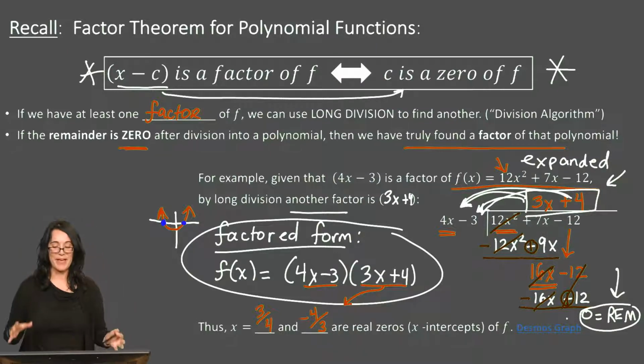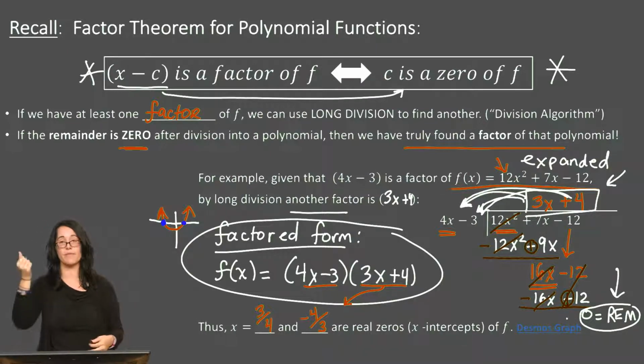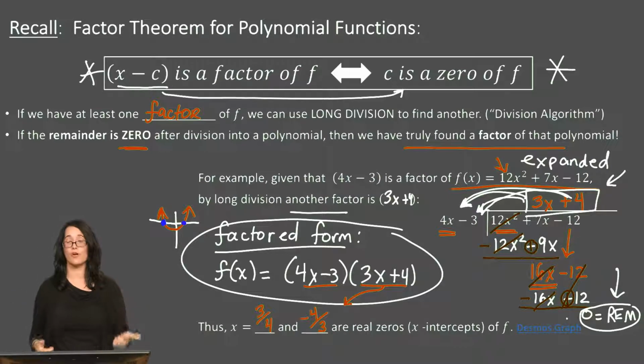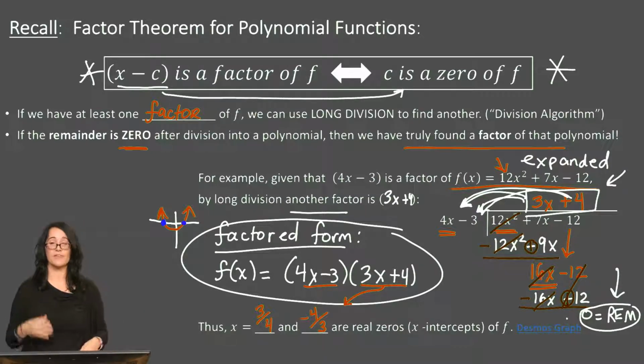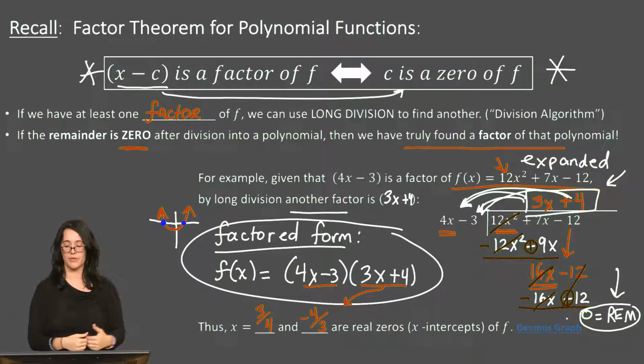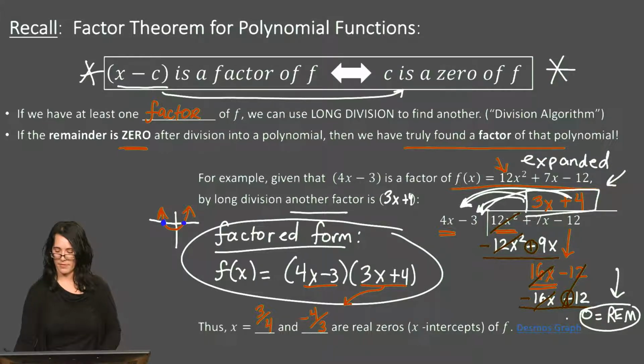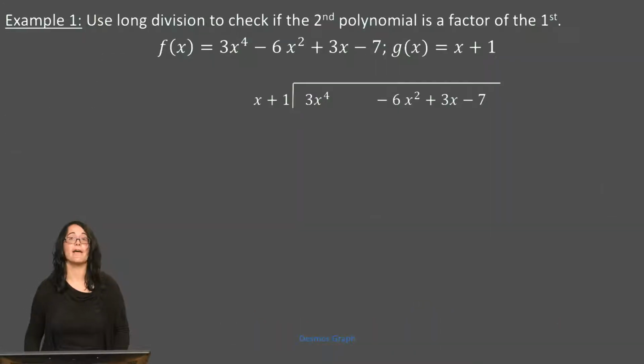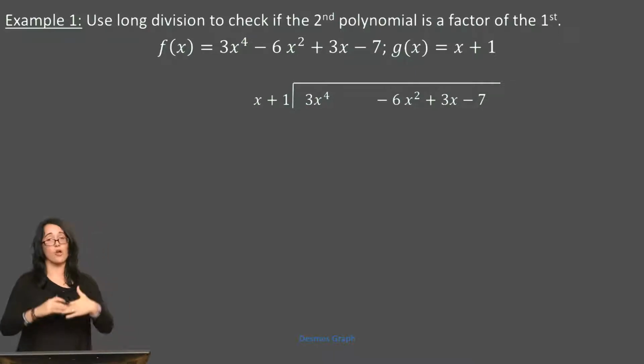Okay, with that information now in hand, knowing the factor theorem and knowing about long division, we can now check if someone gives you a potential factor, whether or not it is a factor, and if it is, we can find another factor in the process. So let's take a look at our next example, shall we? Example 1. It tells me to use long division to check if the second polynomial is really a factor of the first polynomial. So again, I set up my long division here.